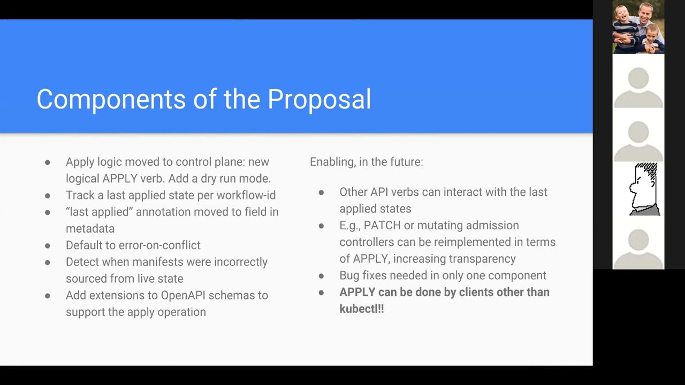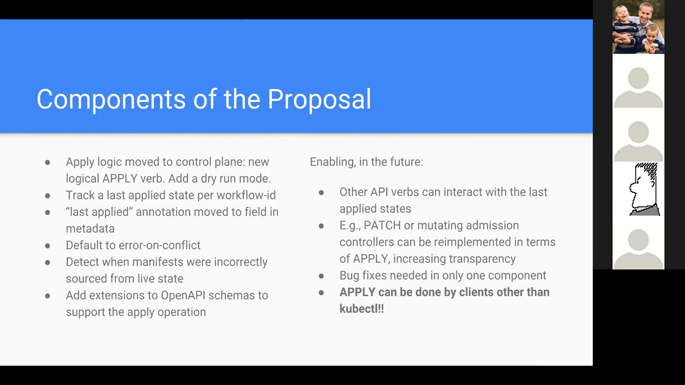In the future, not necessarily as part of this proposal, but in the future, I want the other API verbs in the control plane. Actually, this maybe is part of this proposal. Other API verbs in the control plane need to interact with the last applied states that apply stores. Because it doesn't really matter how you're making a change if you're conflicting with somebody. If you're a user, you probably want to know about that.